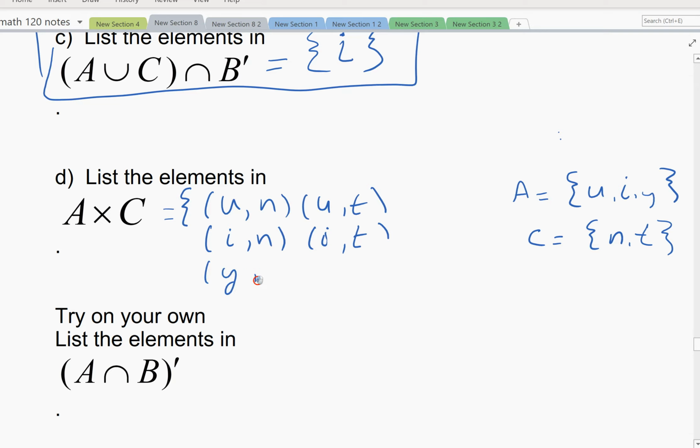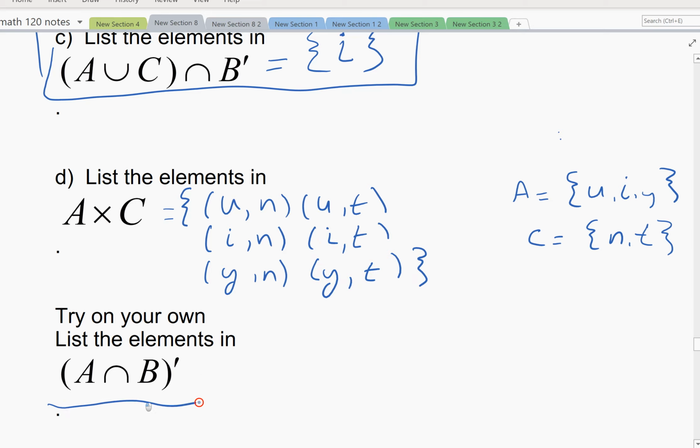Then I gets paired with N, and I gets paired with T. And then Y gets paired with N, and Y gets paired with T. And there are all 6 new elements in the Cartesian product where I pick something from A and pair it with something from C. So there's the 6 different possibilities when I do that.